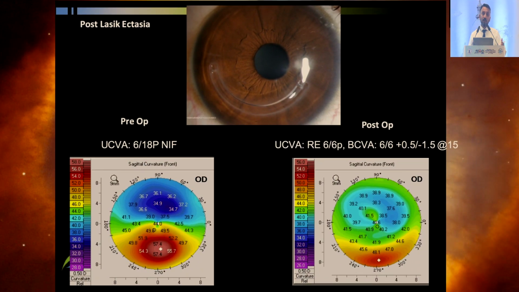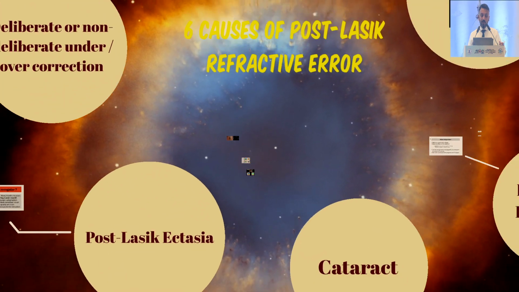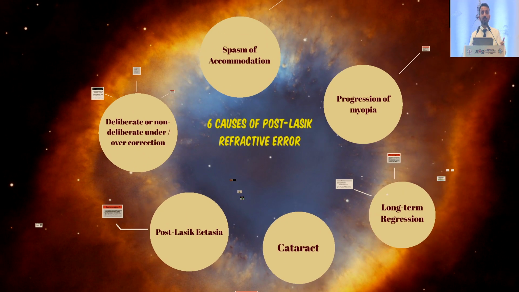Treatment-wise, they all need immediate cross-linking. The visual rehabilitation can be done by using intracorneal ring implants, or you can do topo-guided PRK. Overall, with all these things, we still have to remember there are 6 causes of post-LASIK refractive error: deliberate or non-deliberate undercorrection, spasm of accommodation, progression of myopia, long-term regression, which is debatable, cataract, and post-LASIK ectasia. Thank you very much.